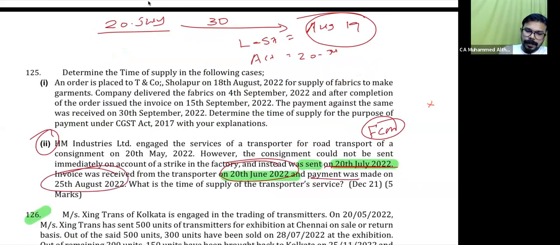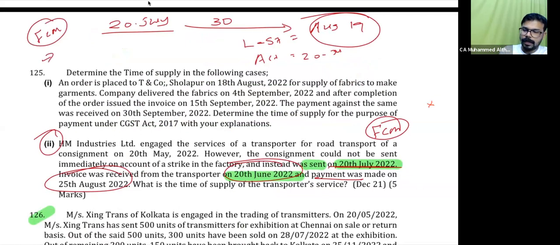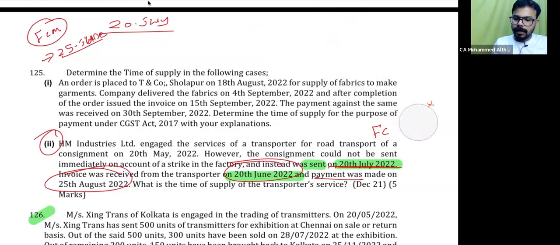So in case of FCM, what is the time of supply? 20th June or 25th August? So 20th June is the time of supply. Is that clear? Because you have to find out the last date. Once you find the last date, you compare whether the actual invoice was issued within the last date. If yes, then we compare the date of invoice and date of payment.